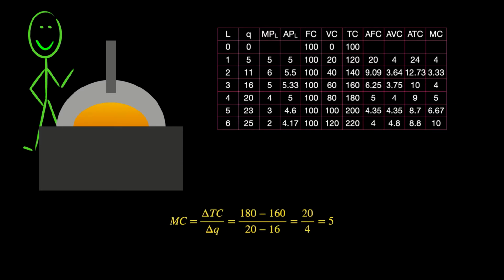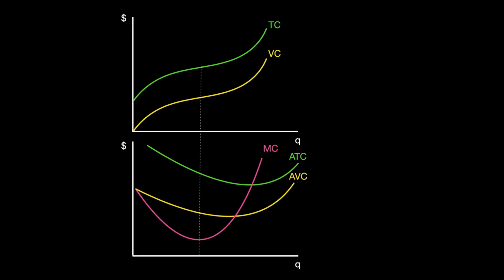Here I use the change in total cost to calculate the marginal cost. As Jake hires the 4th worker, output increases from 16 to 20, and total cost increases from 160 to 180. Thus, the marginal cost of the 20th pizza was $5. This is the additional cost of one additional pizza between 16 and 20 pizzas.